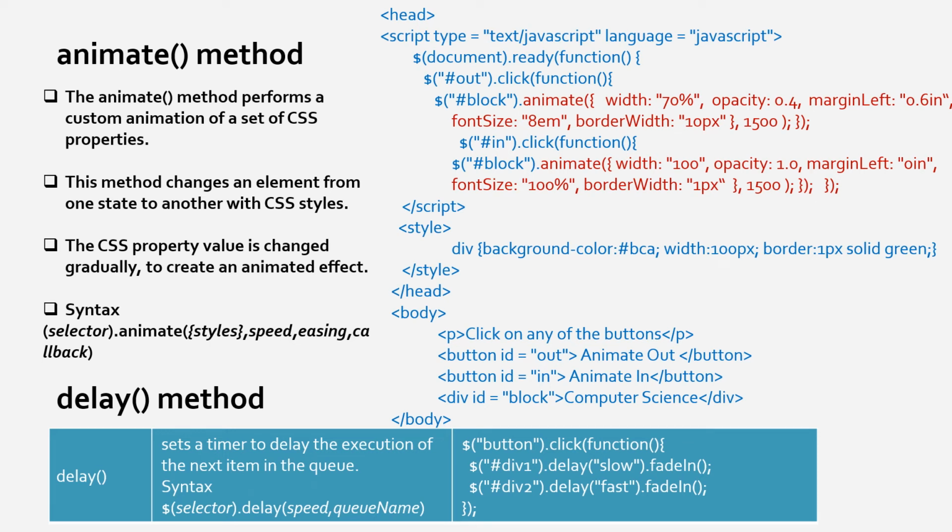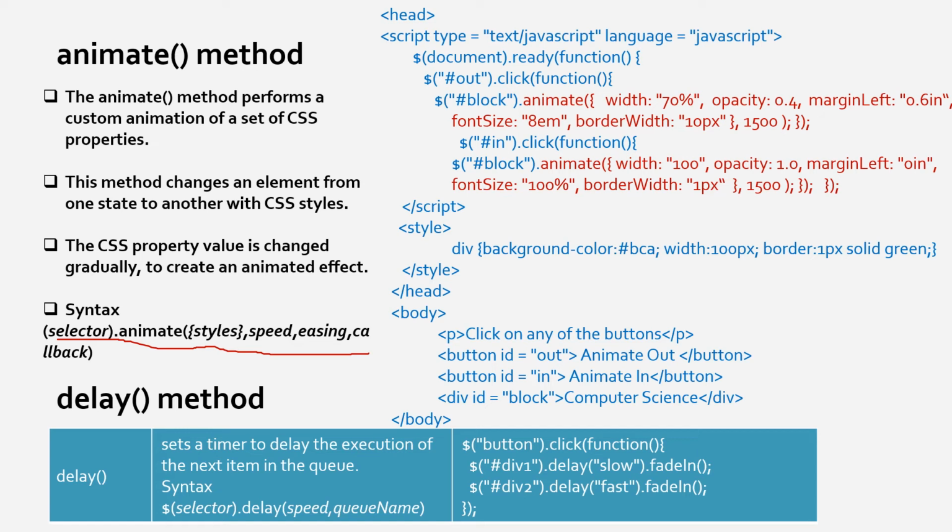The syntax is selector dot animate, then the corresponding CSS styles we need to specify, then speed, easing, and callback. Again here, the callback and others are optional. Styles means CSS styles, and we are already familiar with all these things.